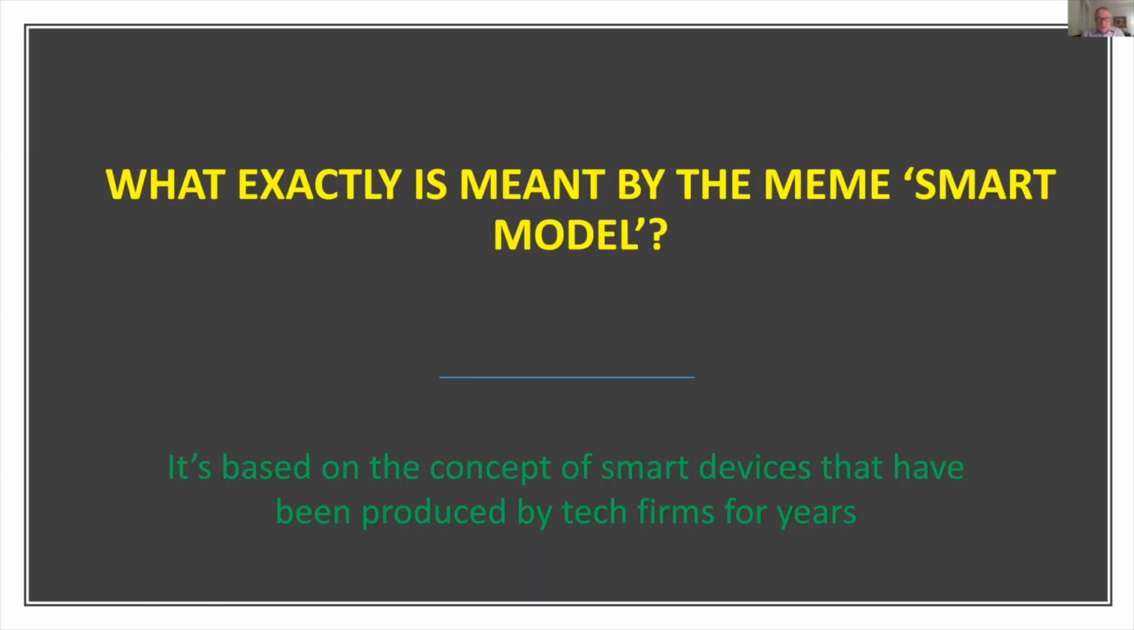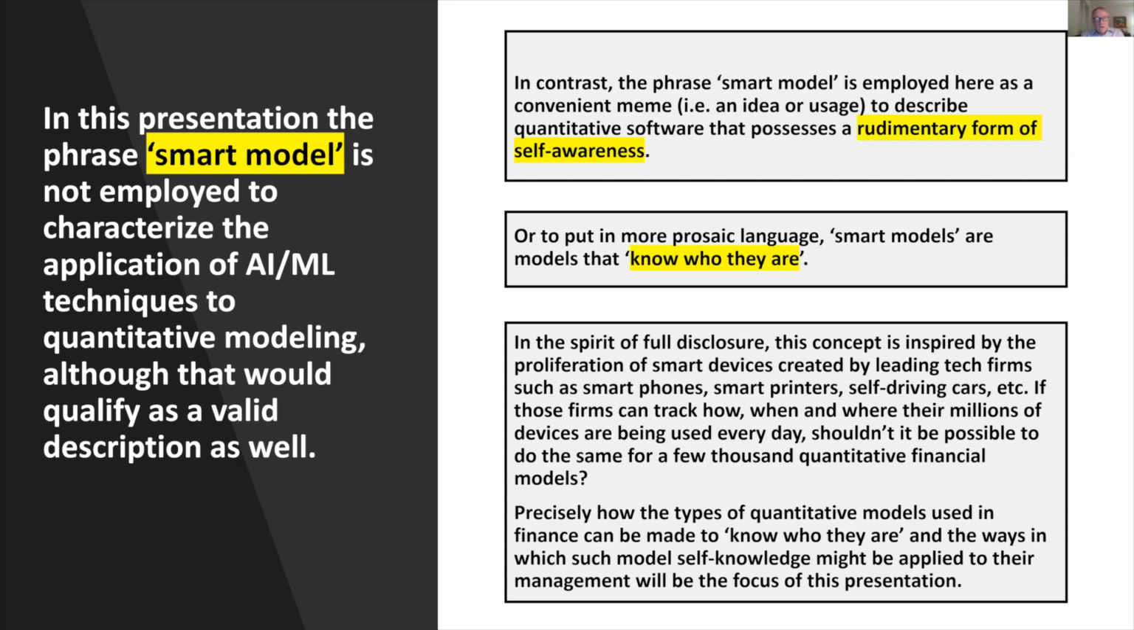So I want to start by describing what I mean by this meme, smart model. I'll say in full disclosure in advance that this concept is shamelessly borrowed from tech companies and based on the concept of smart devices that they've been producing for many years. We all talk about smartphones, smart printers, smart cars, and I mean smart models in the same sense that tech companies talk about their smart devices. So it's not employed to characterize the application of AI ML techniques to quantitative modeling. That's a valid application too.